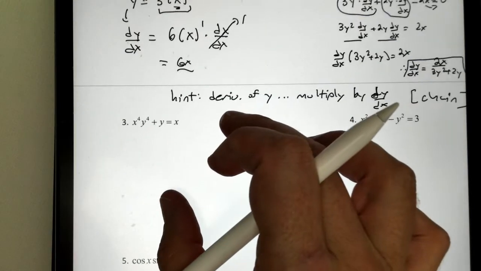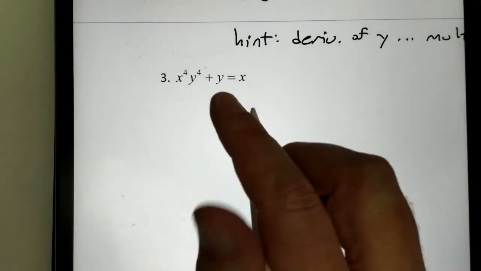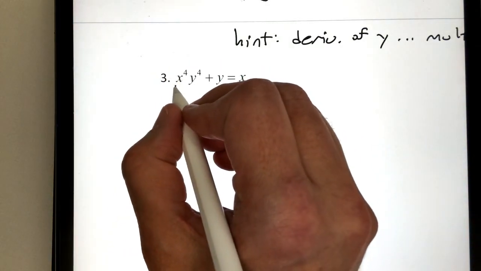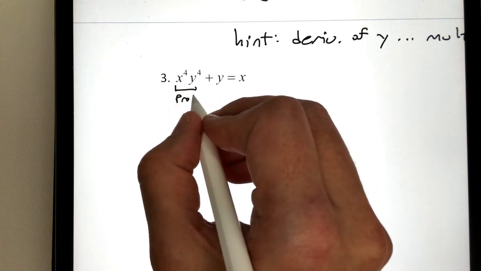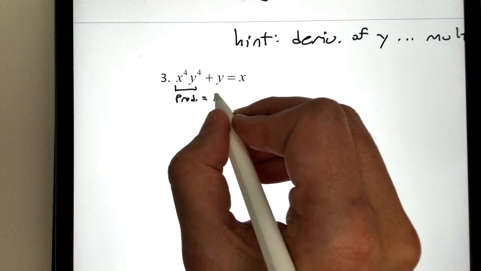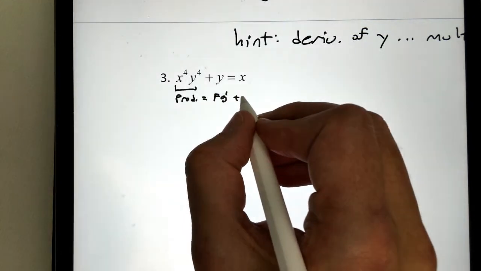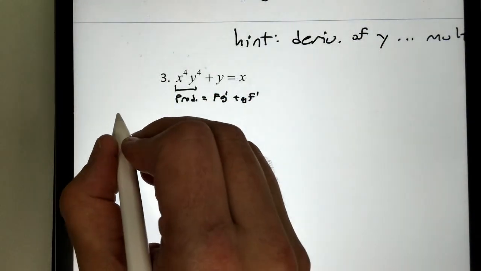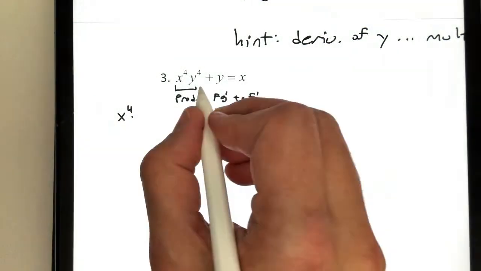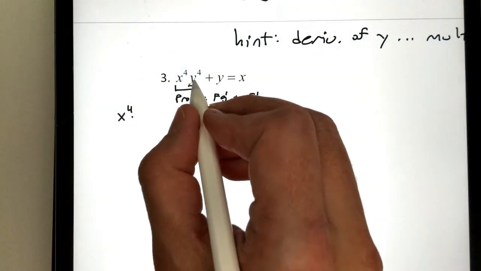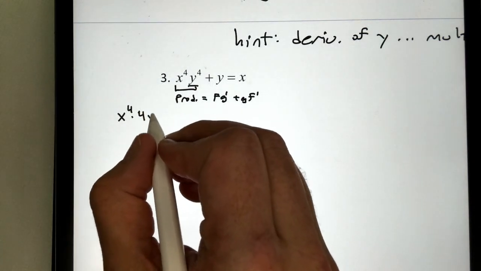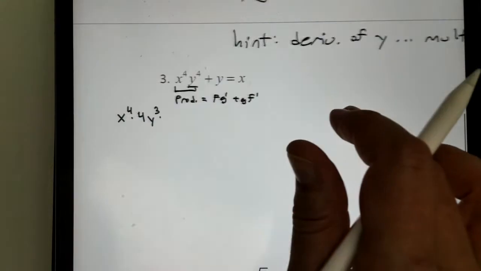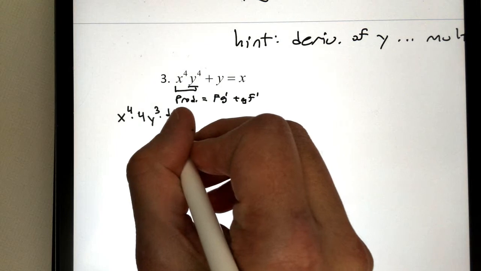So let's apply it. Let's take a look at number 3 here, where we have x to the 4th y to the 4th, plus y equals x. Be careful. Here we are actually going to use our product rule. If you forgot the product rule, it's f g prime plus g f prime. So when we take our derivative, we're going to get the first, which is x to the fourth, times the derivative of the second. This is where I need to do my chain rule. I'm going to get 4y cubed, but my rule says if I take the derivative of a y, I multiply by dy/dx. So I'm going to multiply this by dy/dx.